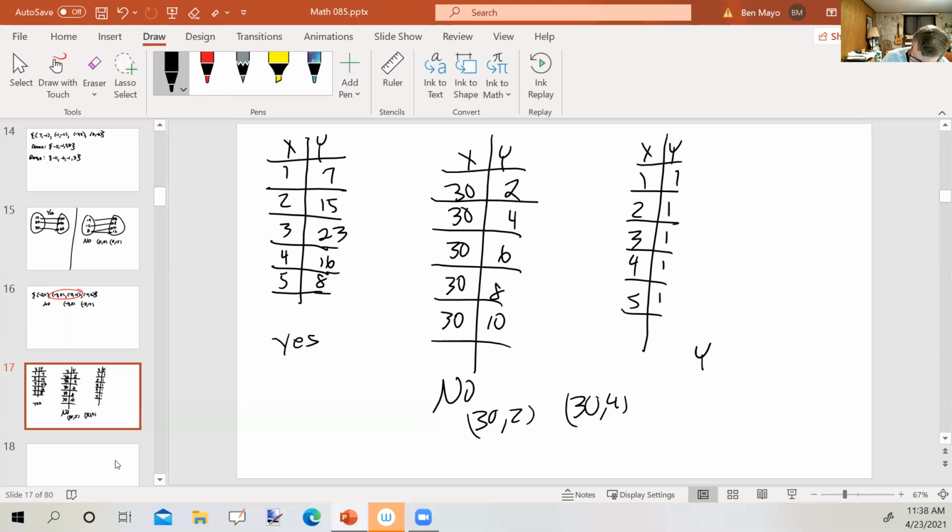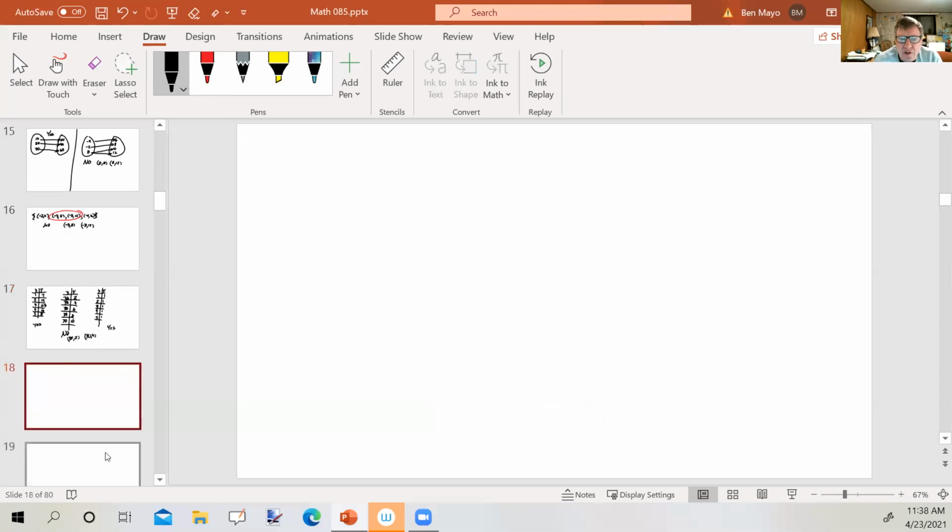Is this a function? Yes, it is. 5 different inputs going to the same output. 5 different people could have the same birthday. So yes, that's a function. All right, now, functions have special notation.